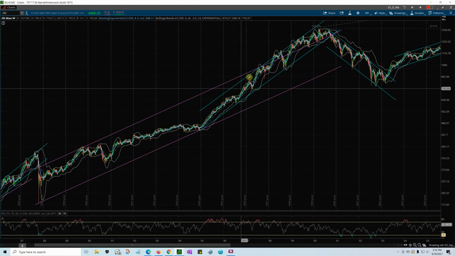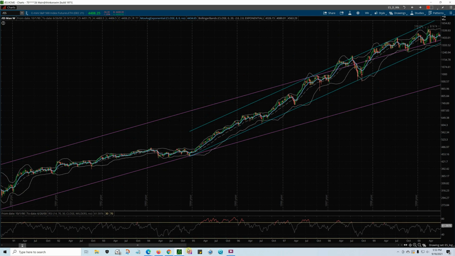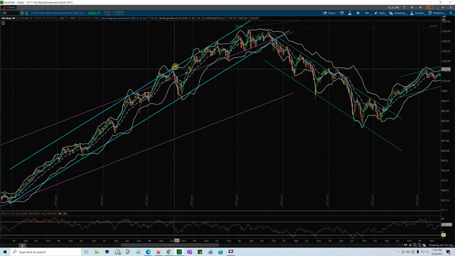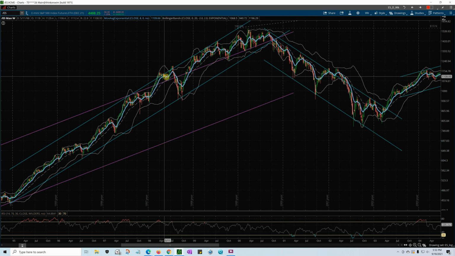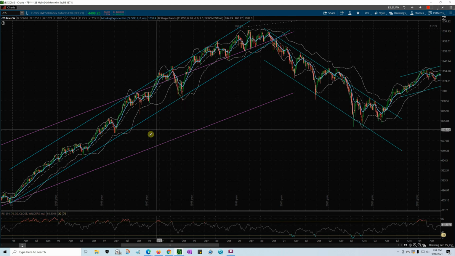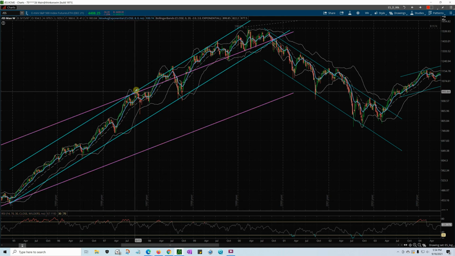So again, a well-defined purple channel that was resistance, resistance. We zoom in here. Resistance, resistance. We break through, we back test, and we're sort of here right now. We've broken out, back tested it, and then ugly, we came back in. But in this case, we had already developed a channel. This already had 2 points. This already had 2 points.